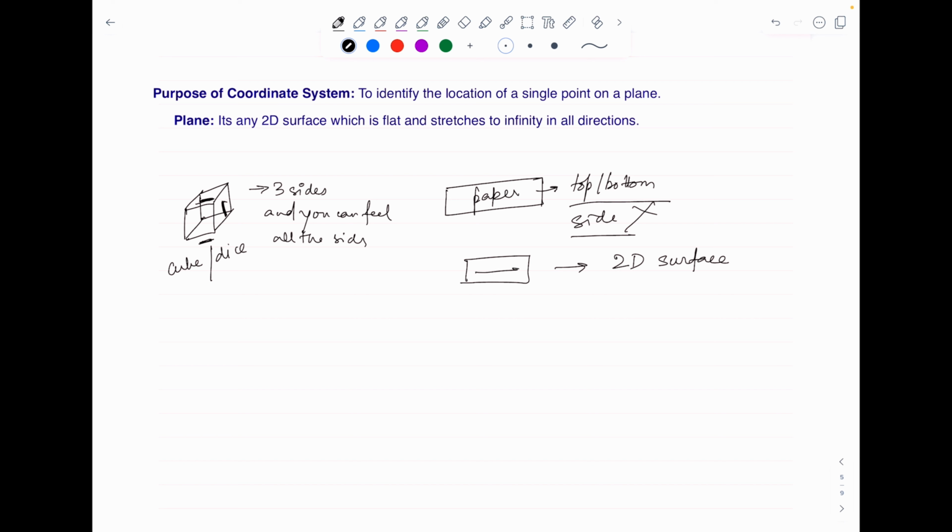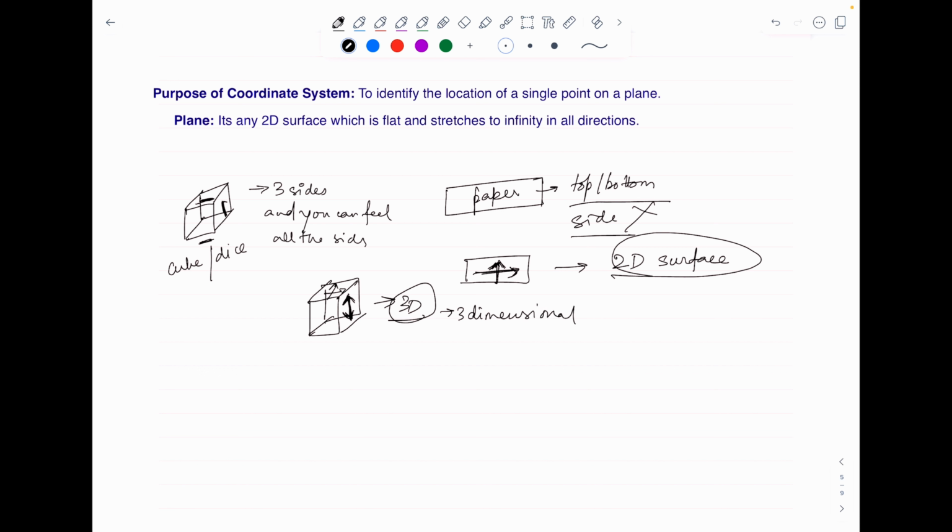You can either go east-west or north-south. But in a cube, you can go east-west, north-south, and you can go top and bottom also. But in a 2D surface, you cannot go top and bottom. You can only go east-west or north-south. Only two directions are there. A cube is a 3D surface. This is 3-dimensional, so 3 directions are present.